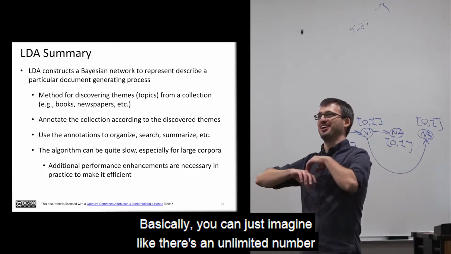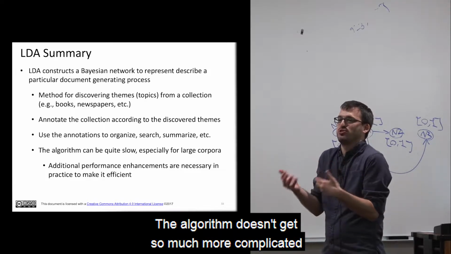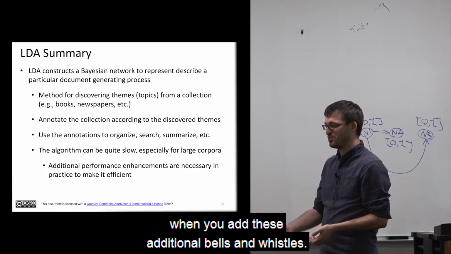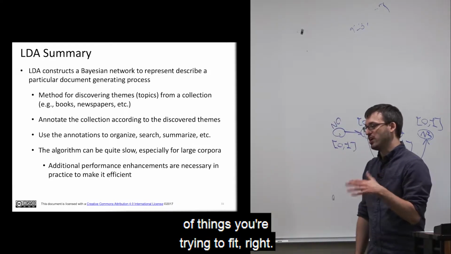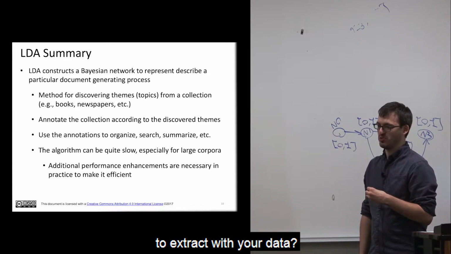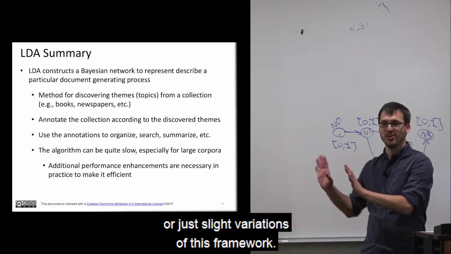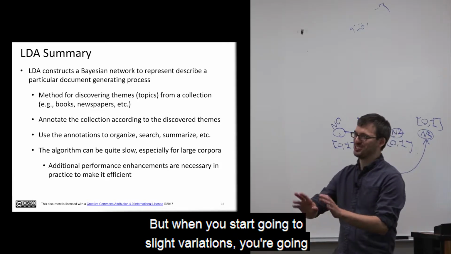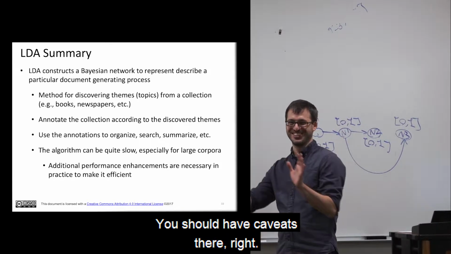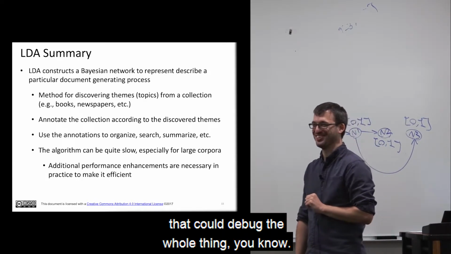Basically, you can imagine there's an unlimited number of extensions like this. The algorithm doesn't get so much more complicated when you add these additional bells and whistles. It just depends on what kinds of things you're trying to fit, and what kind of information you're trying to extract from your data. Lots of things can be put into this framework or slight variations of it. However, if you start going to slight variations, you're going to have to code it yourself. So just caveats there. Find some students or something that can debug the whole thing.